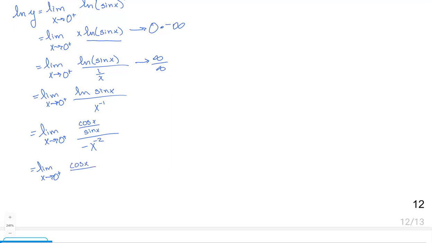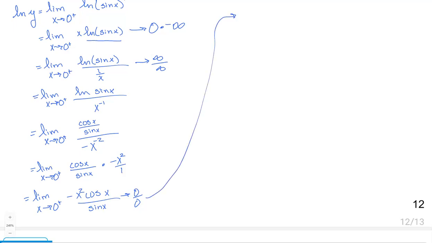So this is cosine of x over sine of x divided by negative 1 over x squared. And if we do keep, change, flip, it's going to be times negative x squared over 1. I'm sorry, just getting over 1. So this is negative x squared cosine x over sine x. So let's reevaluate. If I plug 0 in, I'm going to have 0 times 1, which is 0, over 0. So I'm still in the form 0 over 0. So we get to apply L'Hopital's again.